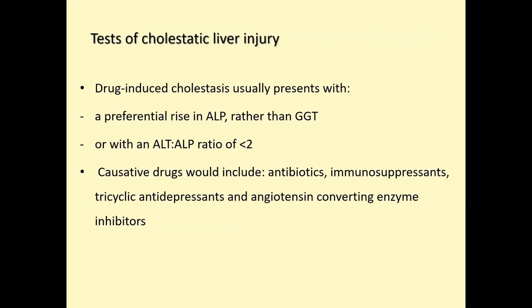Coming to the other tests. So sir has already told earlier, some drugs we take, we have to go for LFT. So that is indicating injury. So drug-induced cholestasis presents with a rise in ALP. So only ALP is rising, no GGT. GGT only rises with alcohol consumption. So ALP is rising compared to GGT because of drug-induced cholestasis, with an ALT to ALP ratio of less than 2. The drugs will be antibiotics, immunosuppressants, tricyclic antidepressants, angiotensin converting enzyme inhibitors.